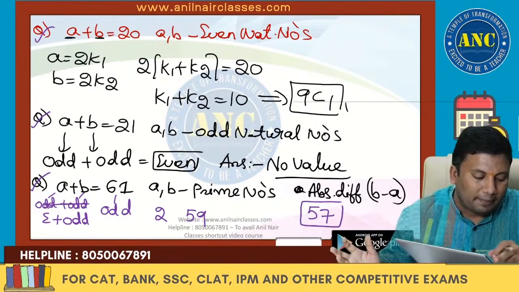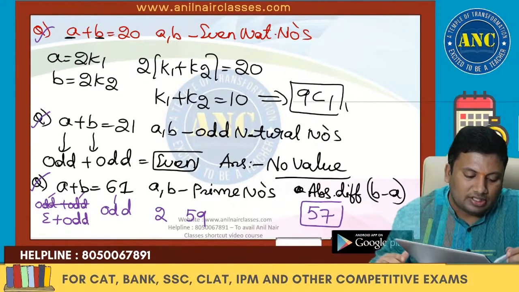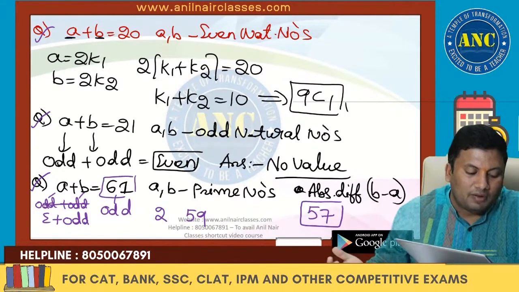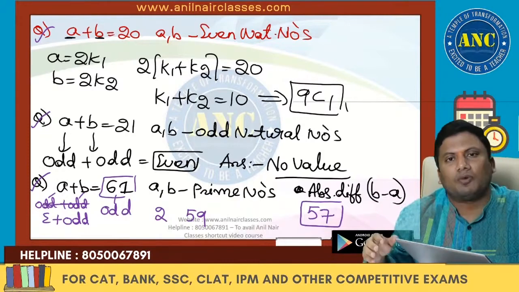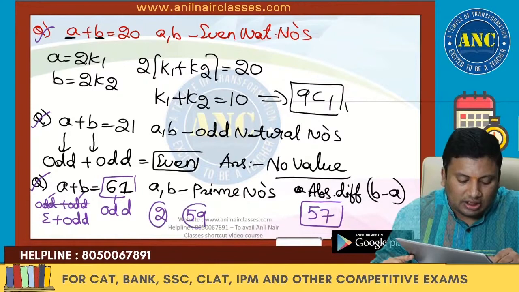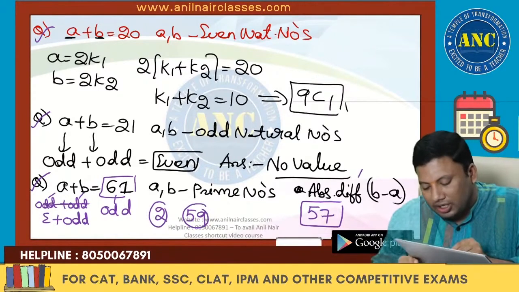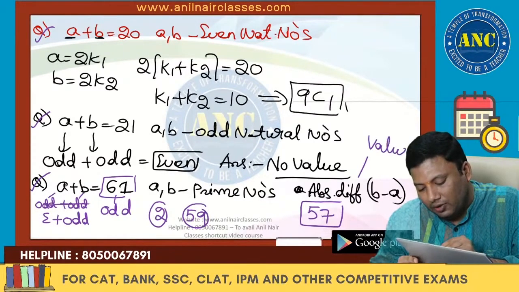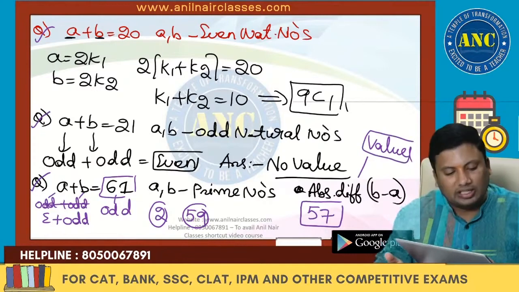Even plus odd is odd. So one will be, what is the only even prime number? It is 2. B is nothing but 59. Absolute difference means only the value we require. 59 minus 2 is 57.